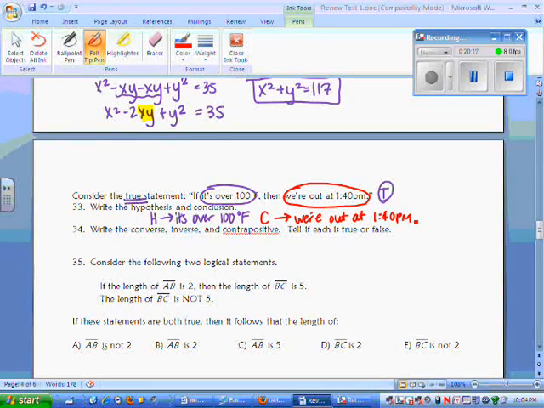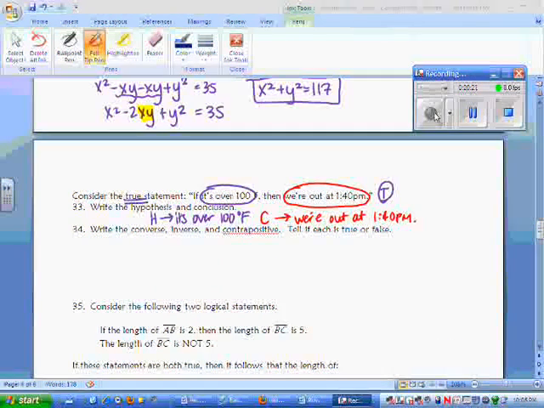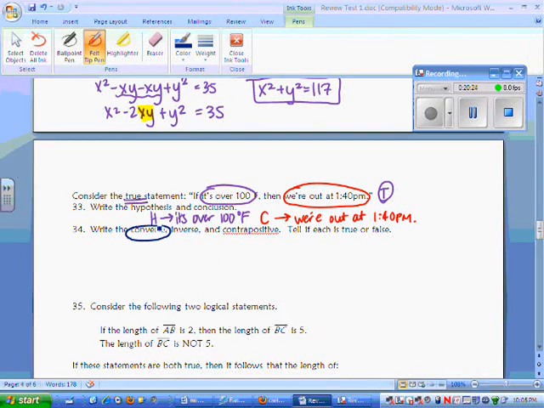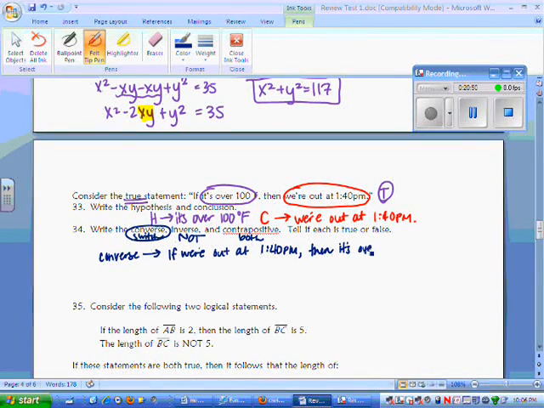Okay, inverse, converse, and contrapositive. Let me make more room really quick. Alright, converse is the statement switched, the if and the then is switched. Inverse is when we add the nots. Contrapositive, you do both. So, converse. If we're out at 1:40 p.m., then it's over 100 degrees Fahrenheit.